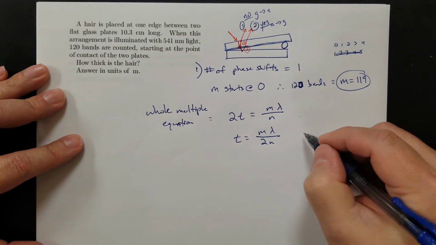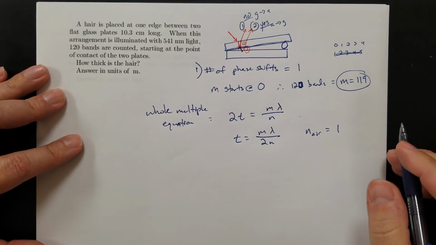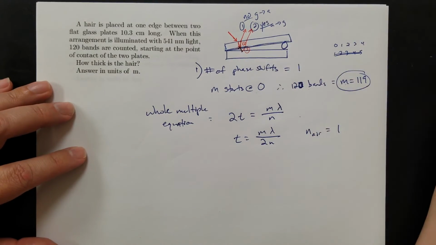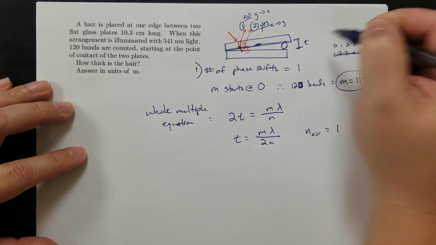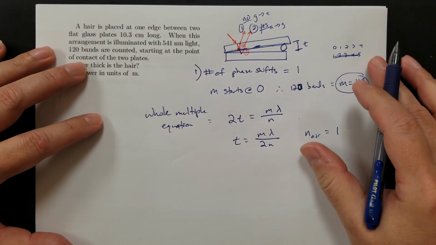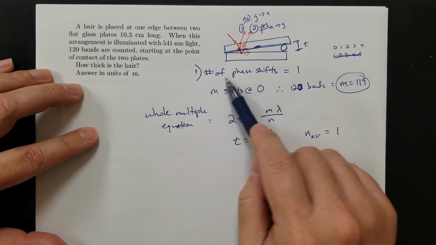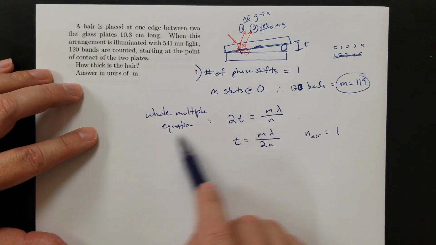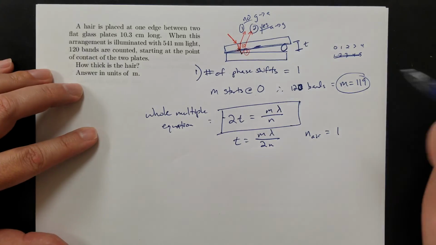The index of refraction of air is 1, basically 1.000. So now that I know that, I can get the thickness. The thickness is how far apart those two plates are, this distance here, and that has to be the width of the hair. Thin film problems aren't that bad. You have to draw out what's going on. You have to find the number of phase shifts, because the number of phase shifts determines where you start, but also which equation you're going to use. In this case, because there was one phase shift, I used the whole multiple equation.